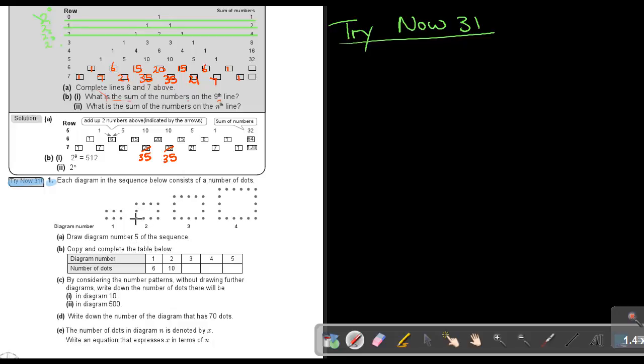The pattern is 1, 2, 3, 4, 5, 6. So the next one is going to be 1, 2, 3, 4, 5, 6, 7. And this one, it's 2, 3, 4, 1, 2, 3, 4, 5. So it's going to be 6.